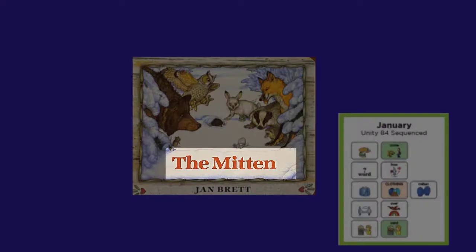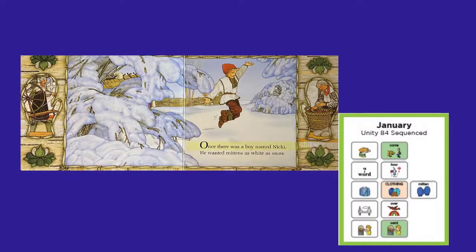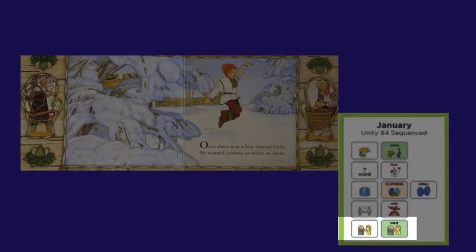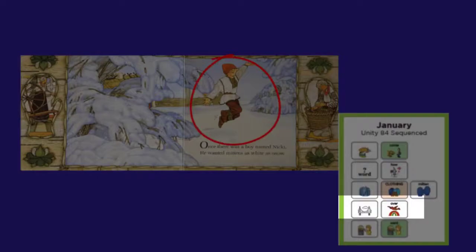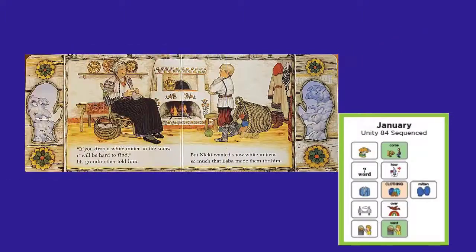The Mitten. Once there was a boy named Nicky. He wanted mittens as white as snow. He said, "I want white mittens." And he's jumping over the snow. Oh, look at that. That's a clue about what's going to be on the next page. I wonder who that is.